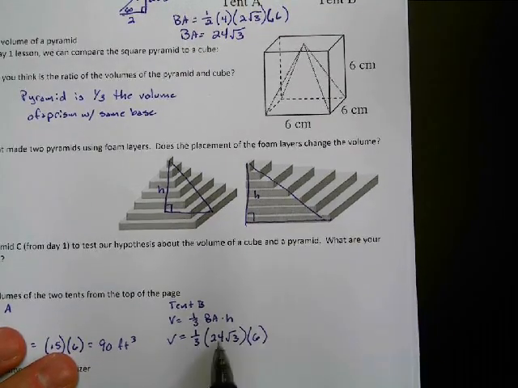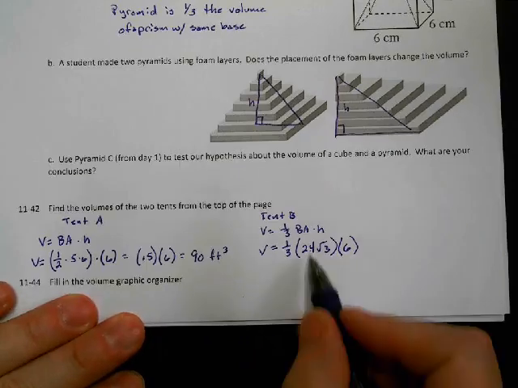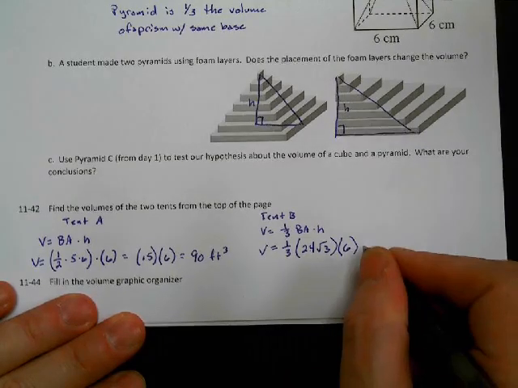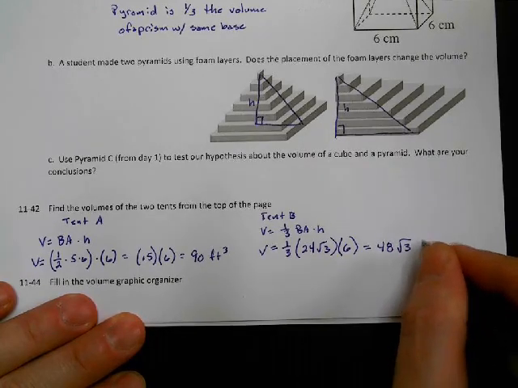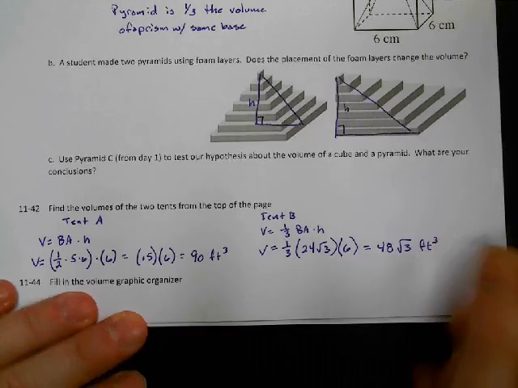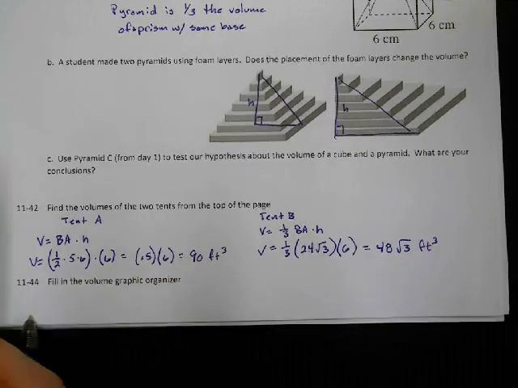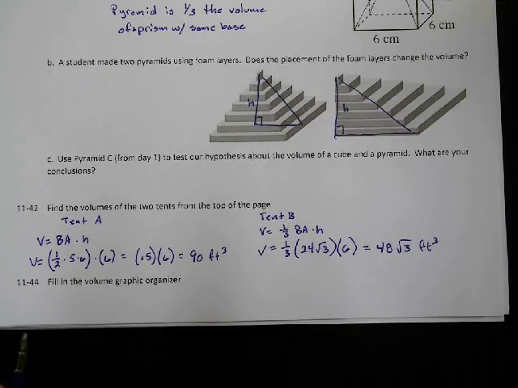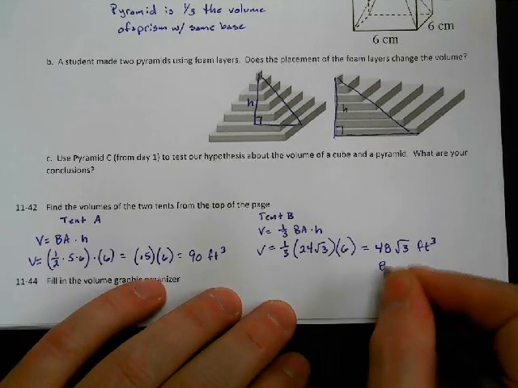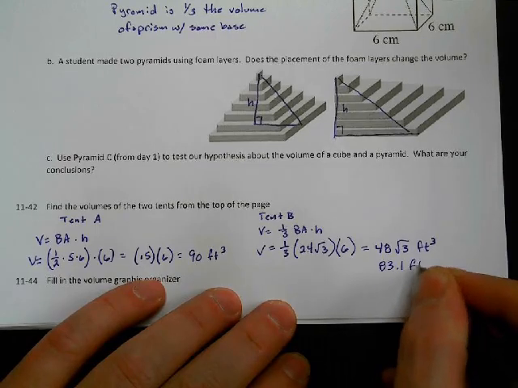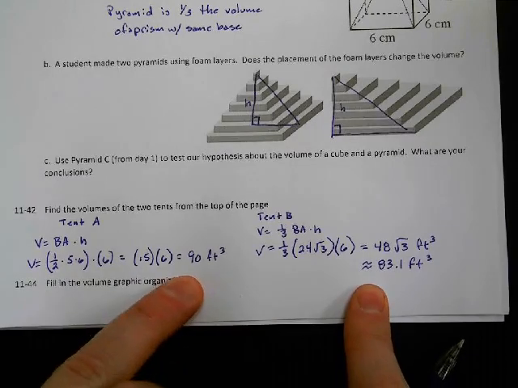24 divided by 3 is 8. There you go, sorry. I'm off a little bit here. 24 divided by 3 is 8. 8 times 6 is 48. So we get 48 root 3 feet cubed for that. And if we take out our calculators so that we can compare apples to apples there. So if I do 48 square root of 3, it comes out to about 83.1. So it looks like the pup tent has a slightly bigger volume.